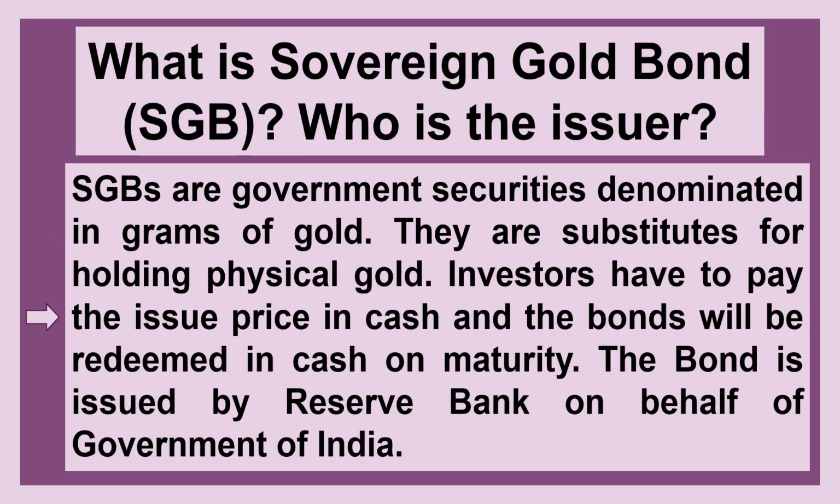What is sovereign gold bond (SGB)? Who is the issuer? Sovereign gold bonds are government securities denominated in grams of gold. They are substitutes for holding physical gold. Investors have to pay the issue price in cash and the bonds will be redeemed in cash on maturity. The bond is issued by the Reserve Bank on behalf of the Government of India.